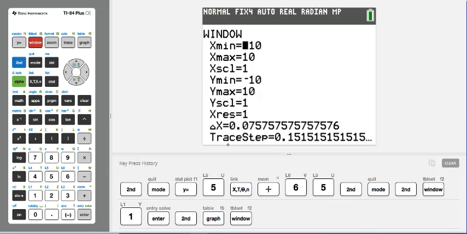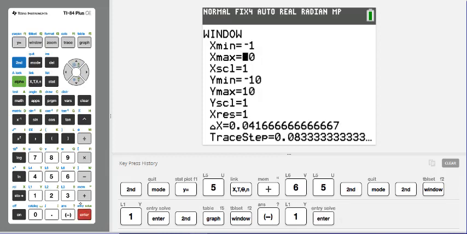Now, because we're talking about temperature and we're starting at 6 a.m., I'm going to put -1 because I like to see the Y-axis, okay? And I'm going to leave X max as 10. That's 10 hours up, right? So that would be, what, 4 p.m.? Let's make it 12, and that would be 6 a.m. to 6 p.m., right? We'll step it by 1.